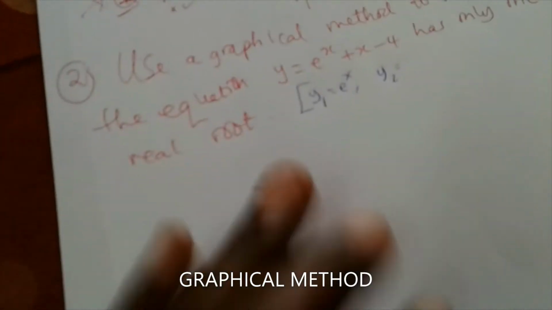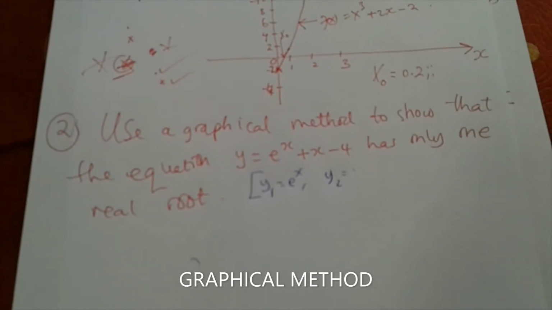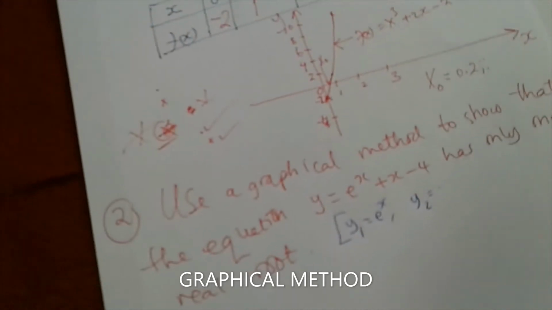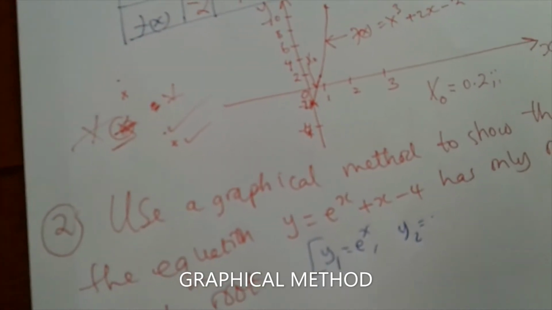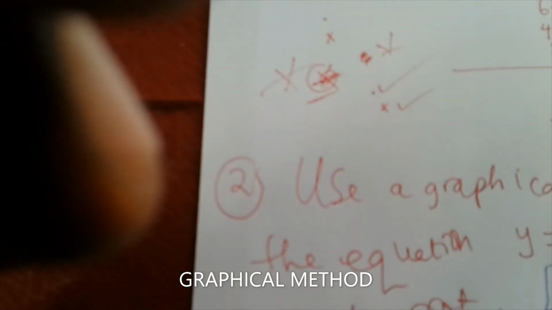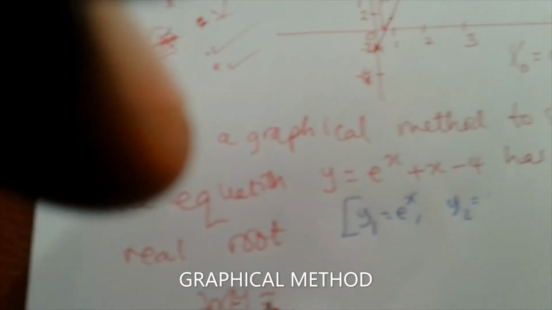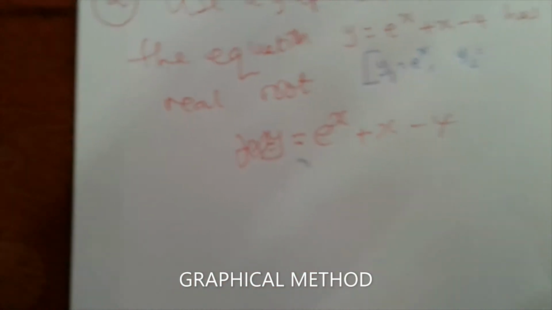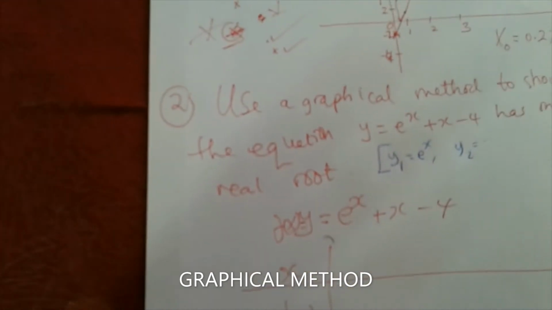So those are the features of a good graph. Remember, we can have a question like this number 2, where they say use a graphical method to show that the equation has only one real root. Now we can split this equation, but it is open. We can draw one graph or we split it. Similarly, we can say let f of x be equal to y, which is equal to e power x plus x minus 4, and we draw a table again of x and f of x.